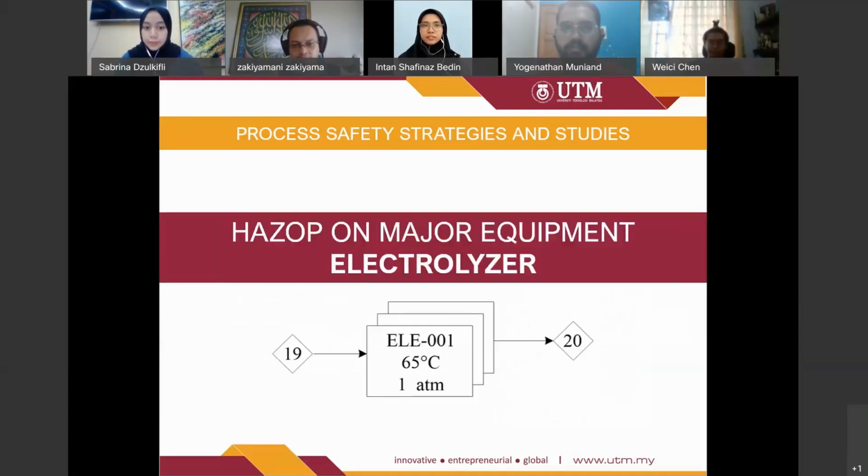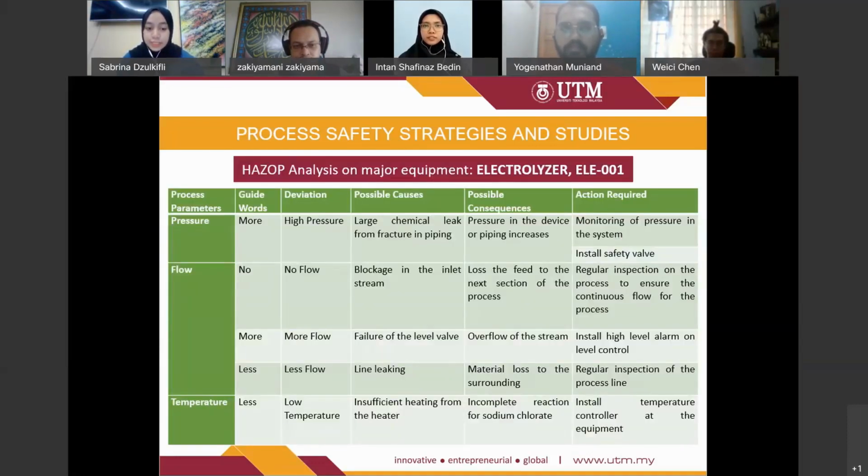So we will move on to heads-up analysis of electrolyzer. The first parameter is pressure. When the pressure is high, caused by a chemical leak, it has possibility of the pressure in the device or piping to increase. The action required is to monitor the pressure in the system and install safety valve.